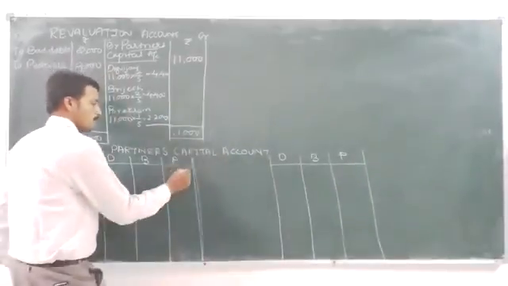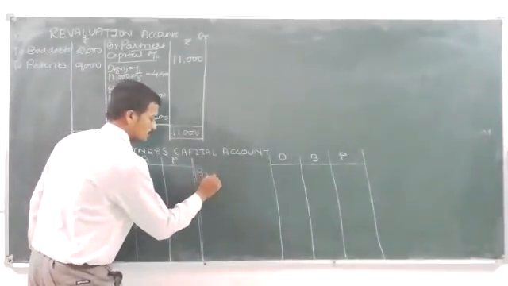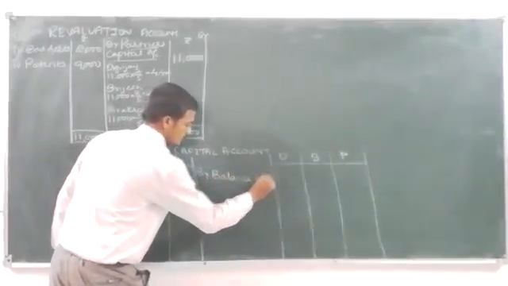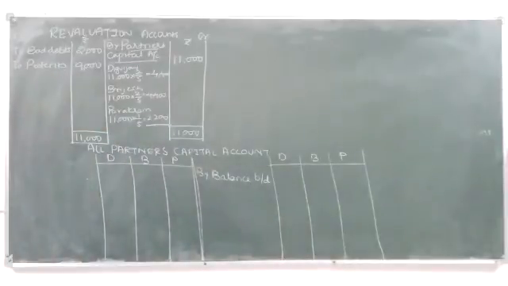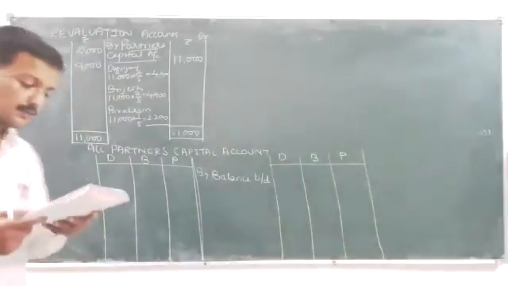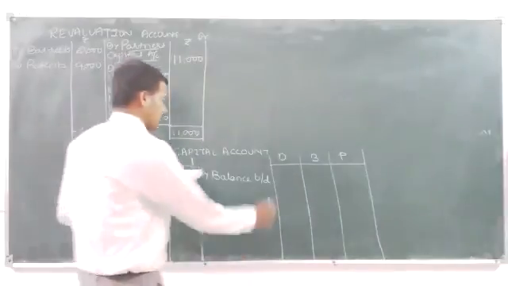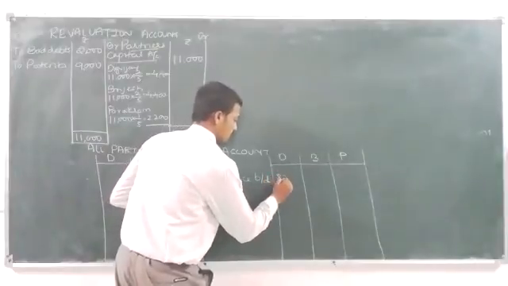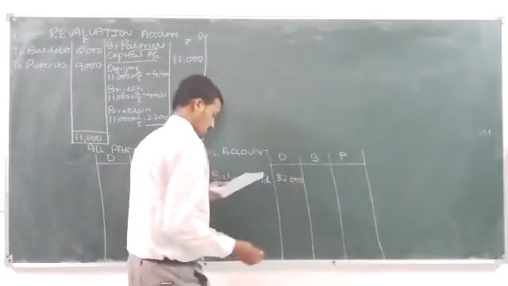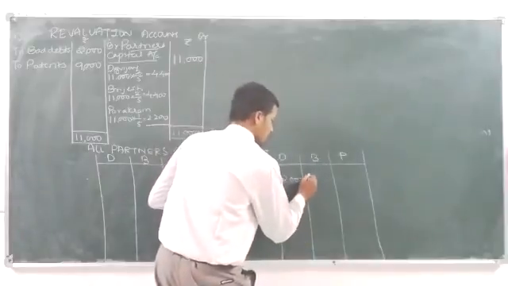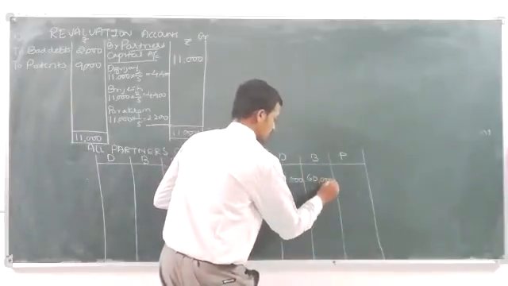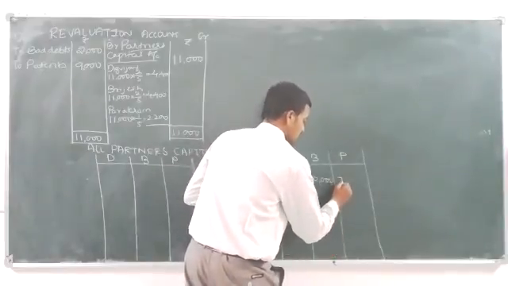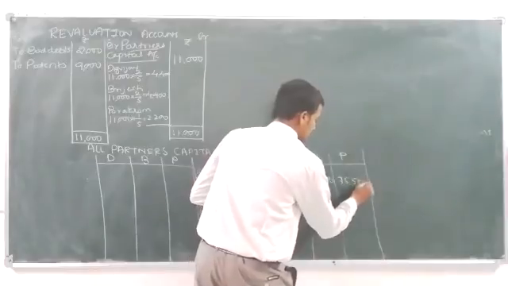First, by balance brought down. If you look at the problem, Digvijay's capital is 82,000. Brijesh is 60,000. And Parakram's is 75,500.